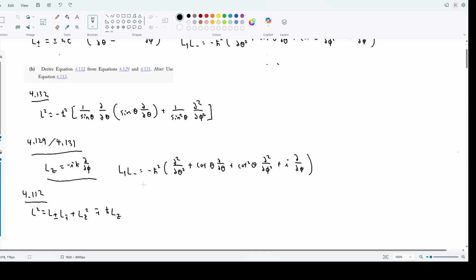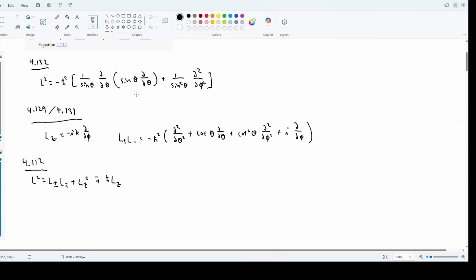properties that we have here for Lz and L plus minus that we defined up earlier in part A. Our hint is to use this equation, so all we basically have to do is just plug everything in and see if we can get what this is asking out. So L squared is equal to L plus L minus, which is given to us, so let's use that, and then plus Lz squared, which is going to be negative h bar squared d2 by d phi squared.